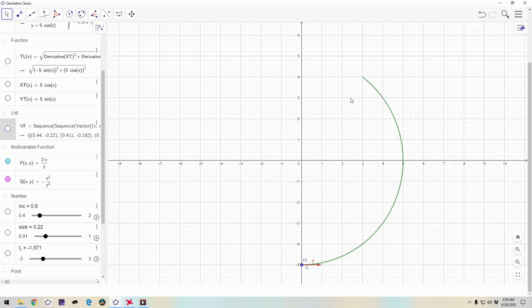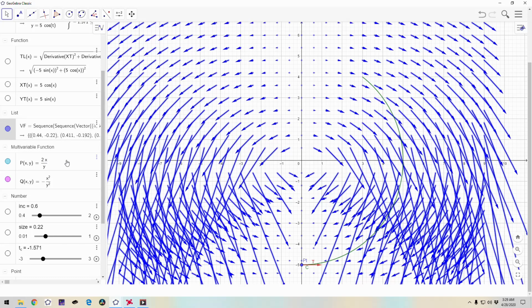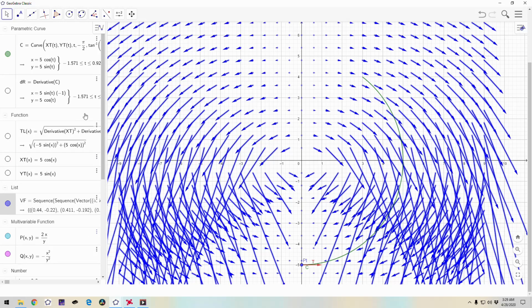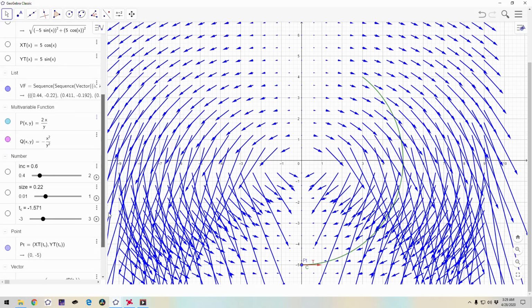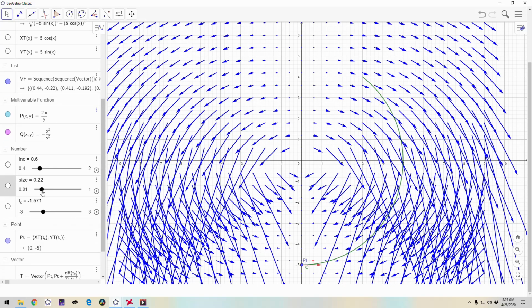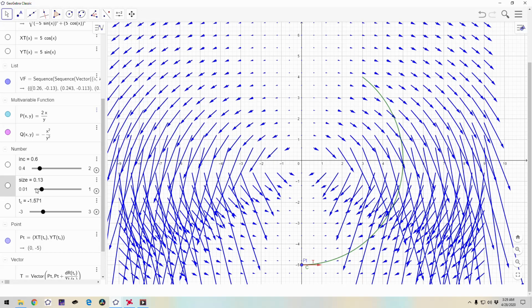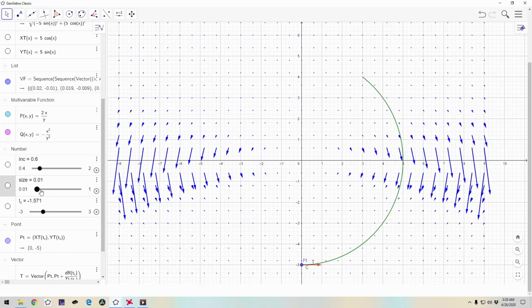Notice it's the same 2 points, right? The 0, -5 and the 3, 4. And I'll be going in the direction from the bottom to the top here with that particular parameterization. So here's the vector field, and let's back it off a bit on the vector field if we can. It goes right through that thick point right there.